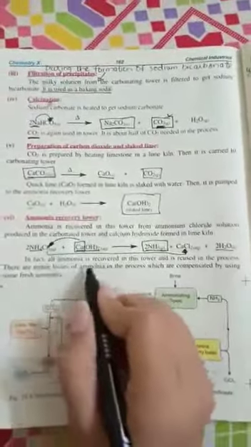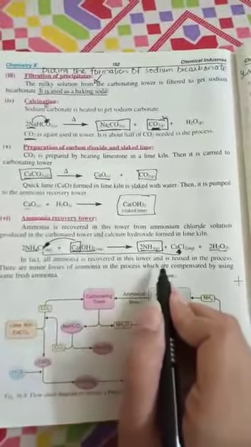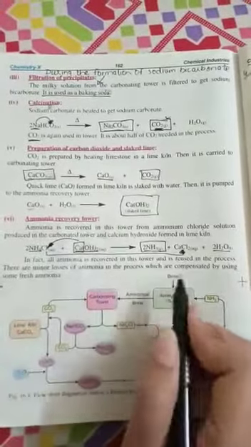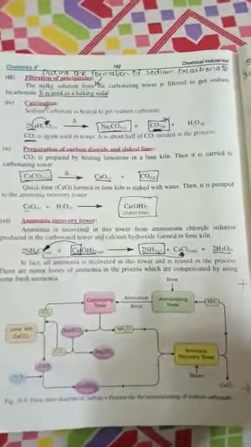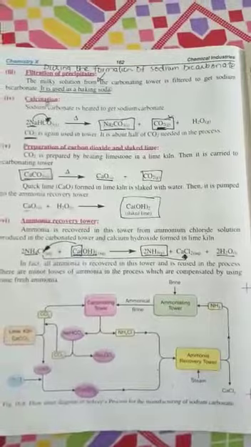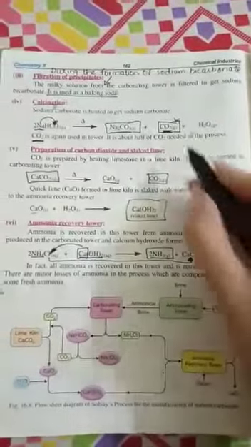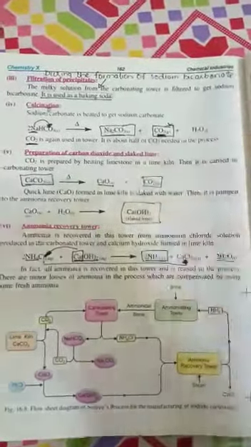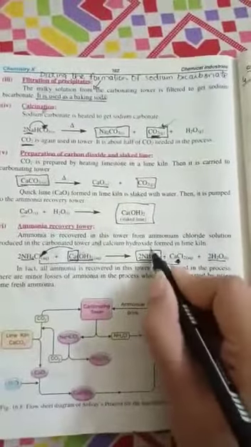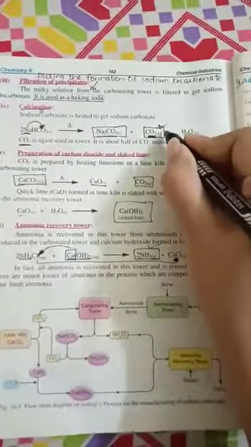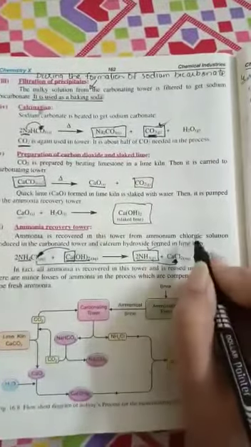So students, in fact all the ammonia is recovered in this tower and is reused in the process. There is a minor loss of the ammonia in the process, which is compensated by using some fresh ammonia. So students, the beneficial point of the manufacturing of the sodium bicarbonate is that we have to provide the carbon dioxide and the ammonia only one time, and at the end of the reaction we recover the carbon dioxide and the ammonia.